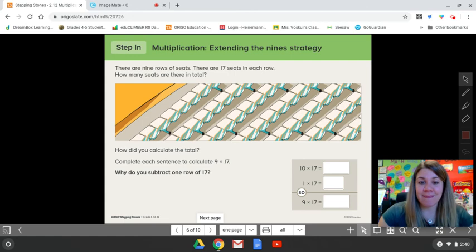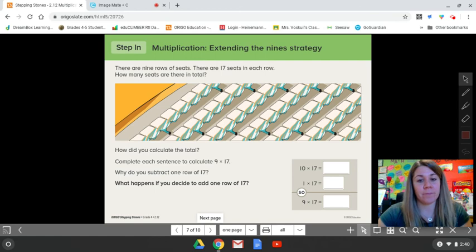Okay. Why do we subtract one row of 17? That's because when we did 10 times 17, we actually added a row of 17. So now to go back to 9 times 17, we have to subtract that row. Right?